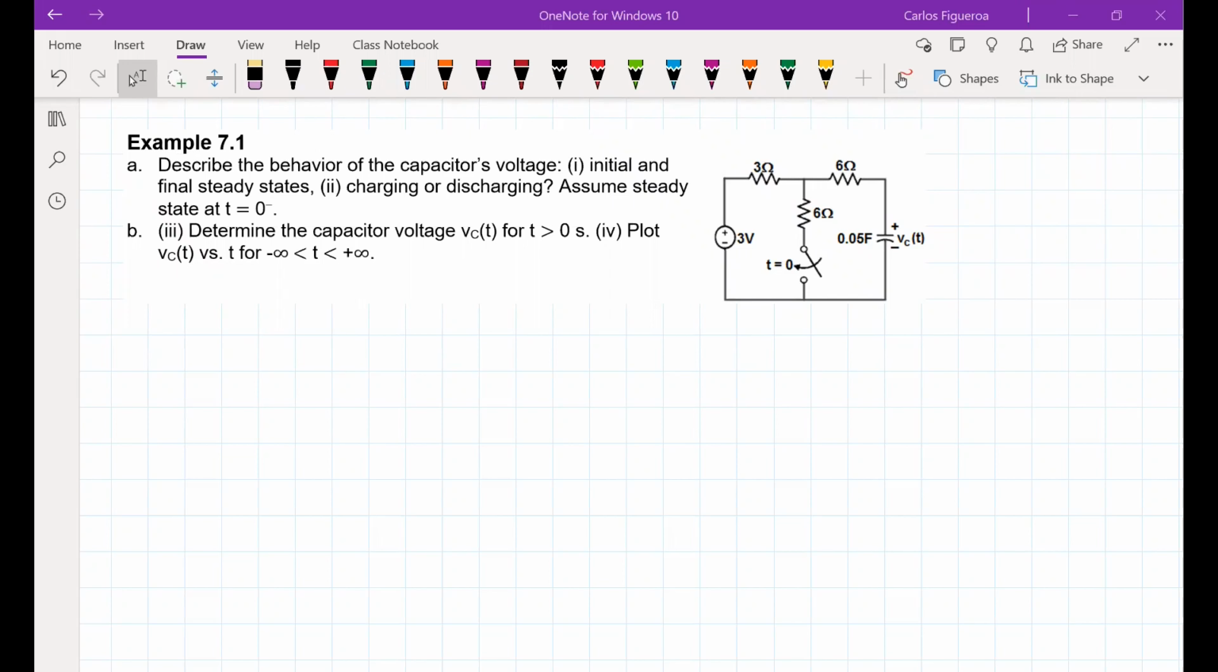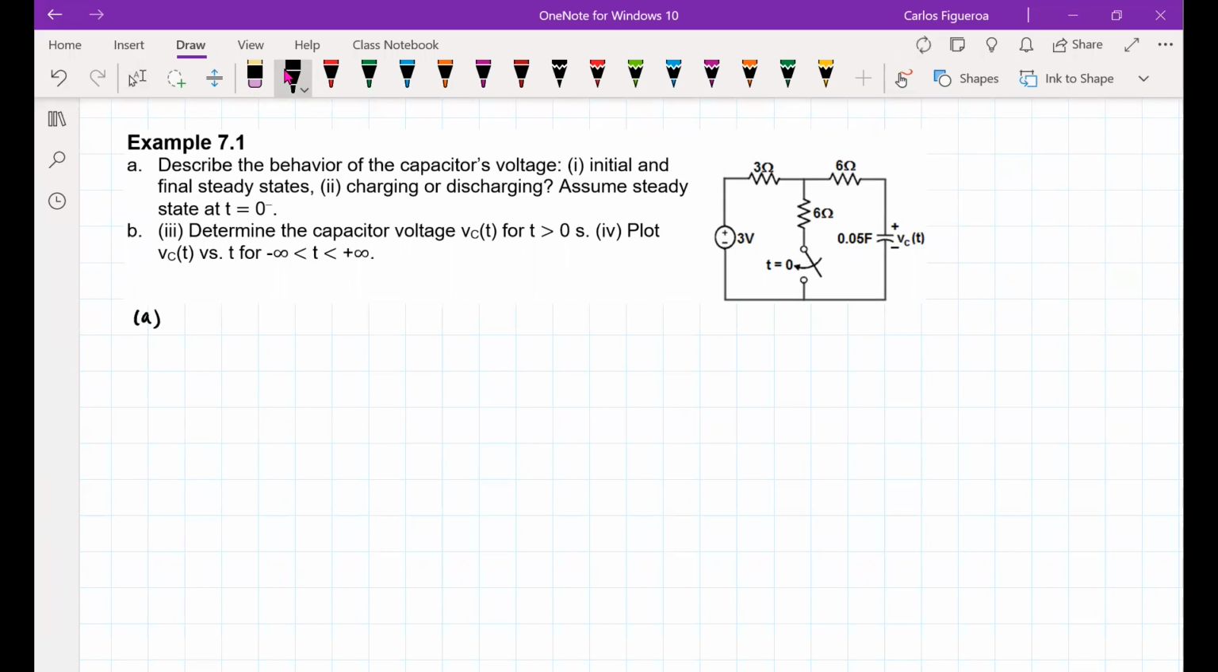Example 7.1. A. Describe the behavior of the capacitor's voltage, initial and final steady states, charging or discharging. And then B. Determine the capacitor's voltage for t greater than 0. Plot the voltage versus time from minus infinity to positive infinity. So let's look at this thing first.